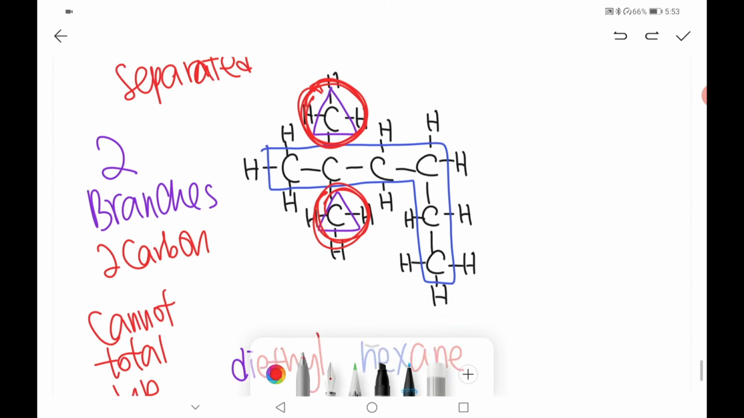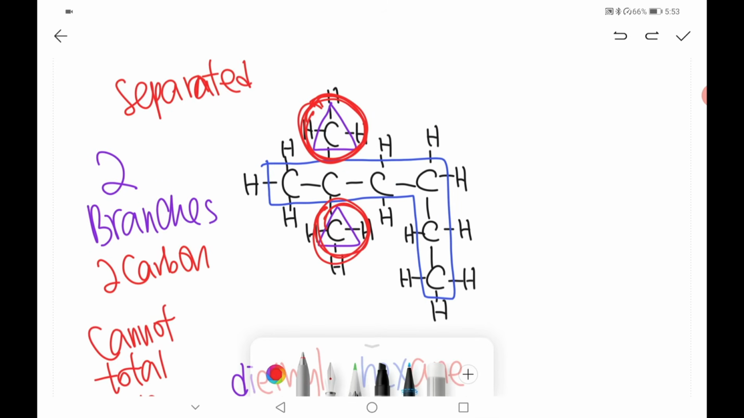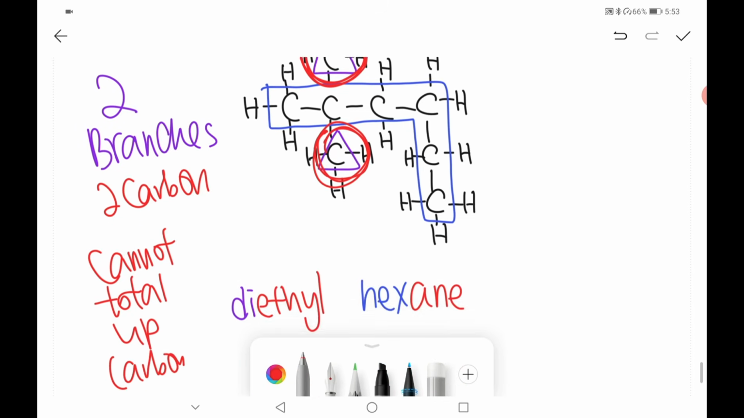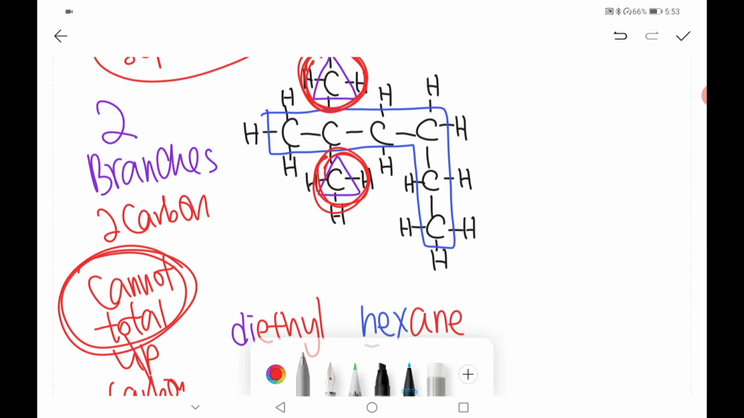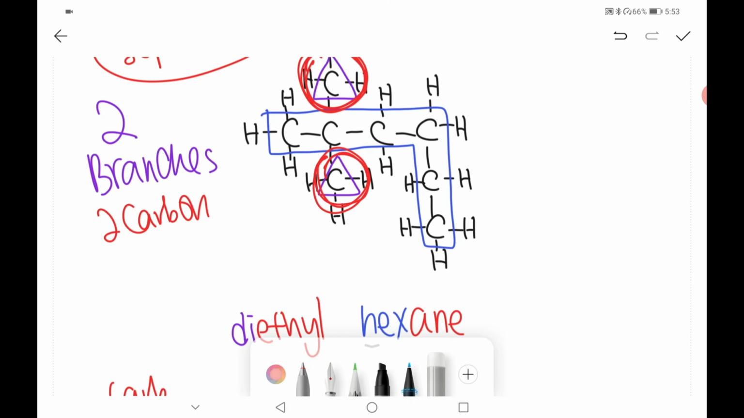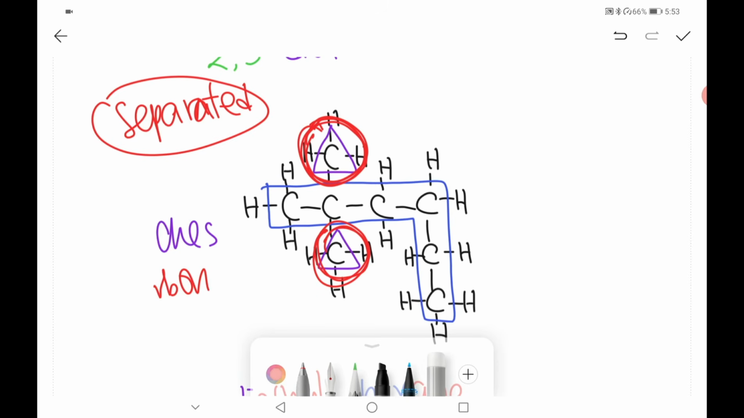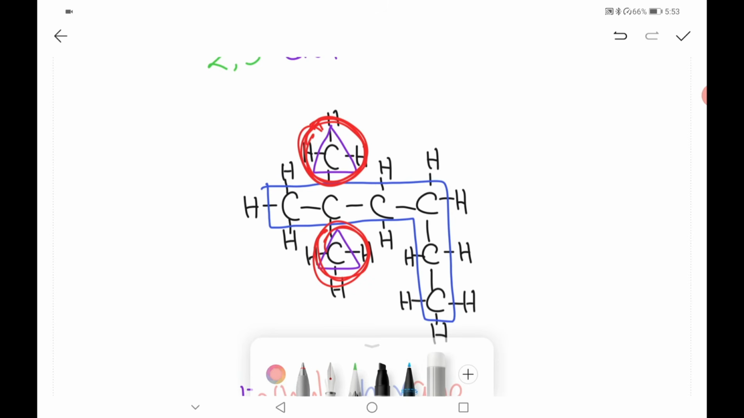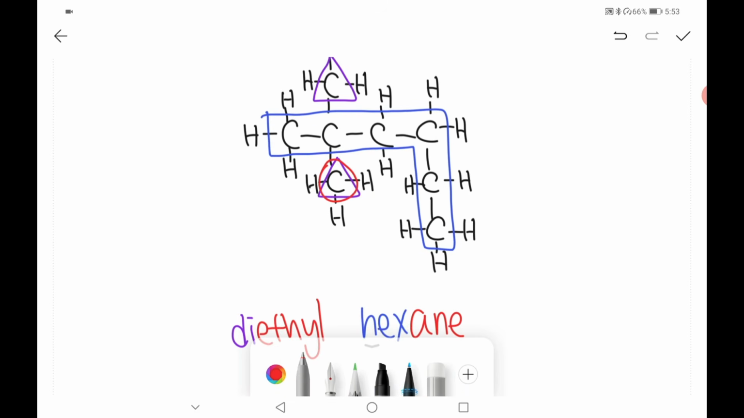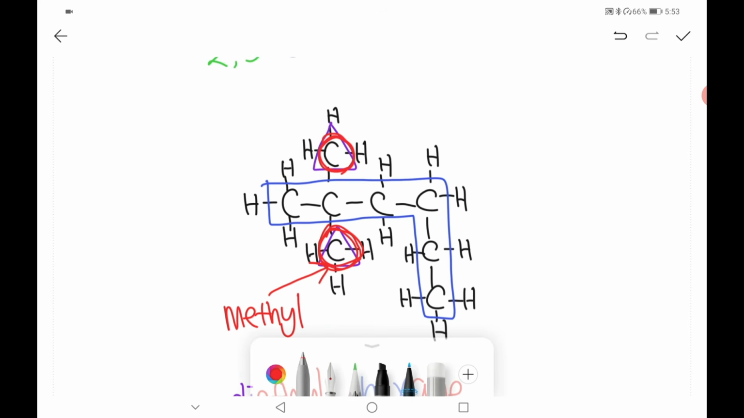But when you come to this question, the 2 branches are separated. So when they are separated, please don't total up. You have to count the carbon separately. So how do you count the carbon separately? Here you have 1 carbon. If this branch is 1 carbon, 1 carbon is meth, and carbon branch at yl, methyl. This is 1 carbon also, so 1 carbon is meth, carbon branch yl, methyl.